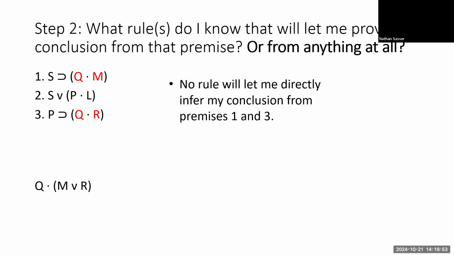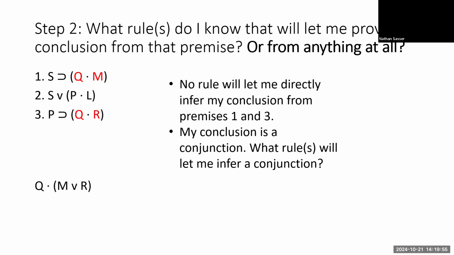Let me put this a little bit differently. Your conclusion, Q and M or R, it's a conjunction. The main operator is that dot, the conjunction sign. So the question you're asking yourself is this: what rule do I know that will let me infer a conjunction? What rule do you know that will give you as a conclusion a conjunction, an and statement? Because that's what you've got in your conclusion.